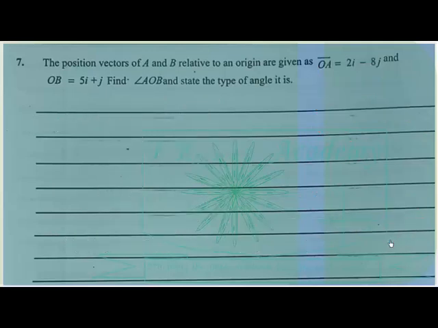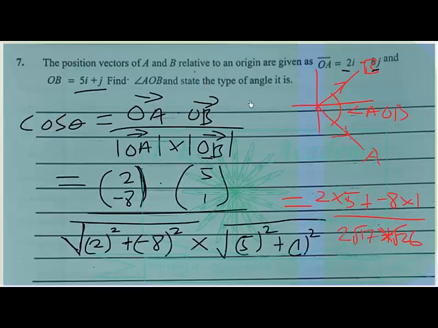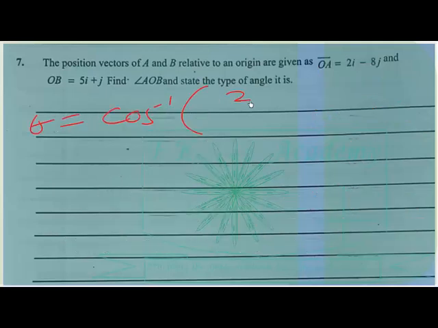We need to now calculate the cos inverse of that. So we have theta to be equal to cos inverse of 2, because 10 minus 8 is 2, so 2 over 2 root 17 times root 26. So this simplifies to 87.273689.